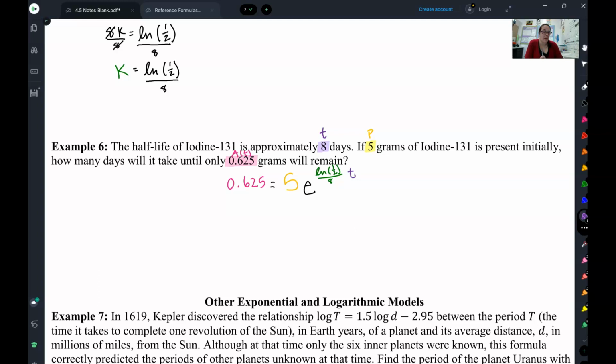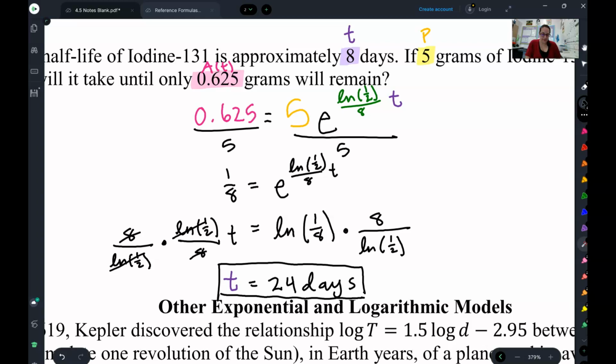I'll tell you right now, the answer looks kind of yucky, but you plug it all into your calculator and get a decimal because the t is our final answer. So now we can get a decimal. Pause the video, try to solve this out on your own, and then come back to check your work. Let's see how you did. So I divided that and I got 1/8. Changed the form and I got ln of 1/8 equals this whole thing times t.